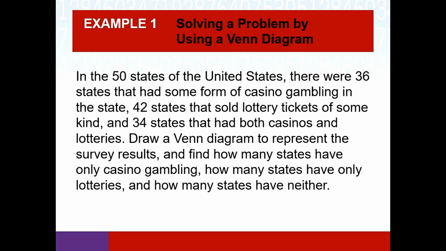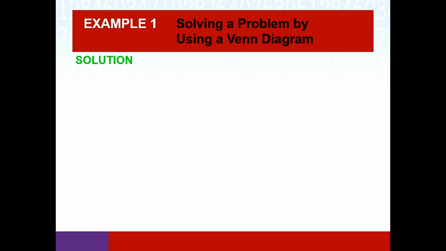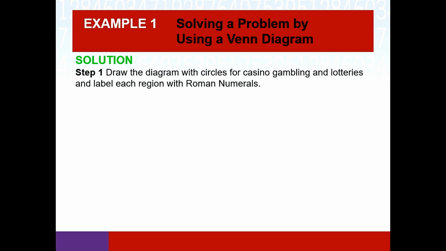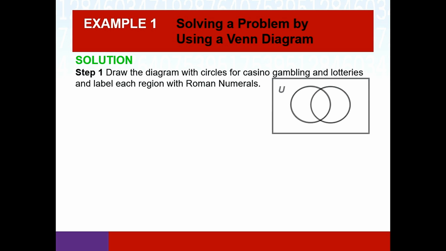Now, let's consider a problem. Okay, example number 1. In the 50 states of the United States, there were 36 states that had some form of casino gambling in the state, 42 states that sold lottery tickets of some kind, and 34 states that had both casinos and lottery. Now, draw a Venn diagram to represent the survey results and find how many states have only casino gambling, how many states have only lotteries, and how many states have neither. Okay, so step 1, we will draw a Venn diagram with our Roman numerals representing the regions of our sets.